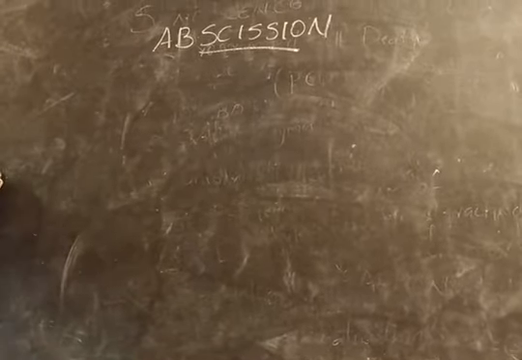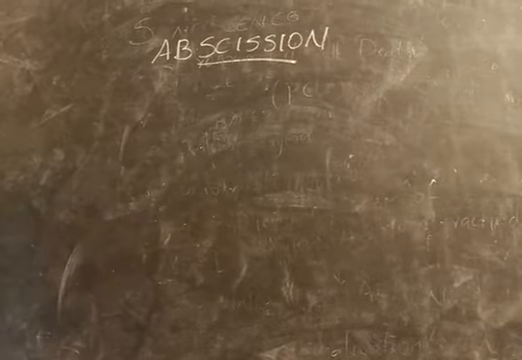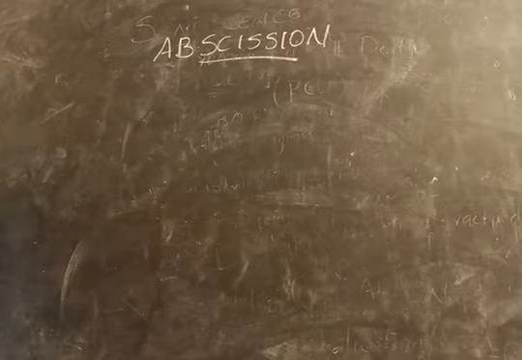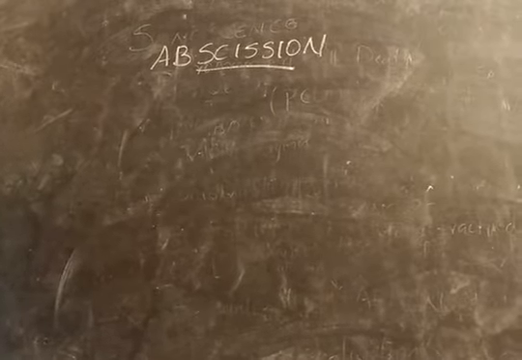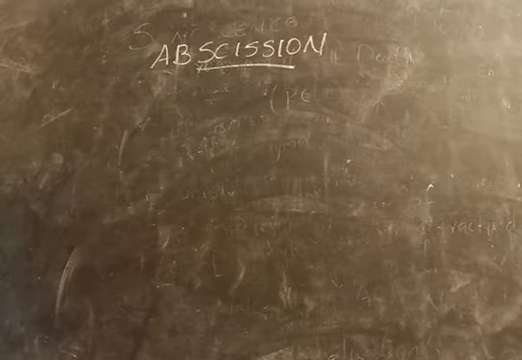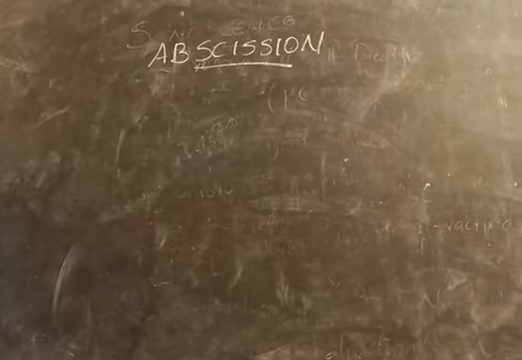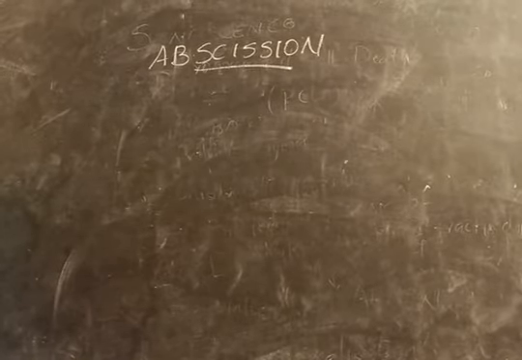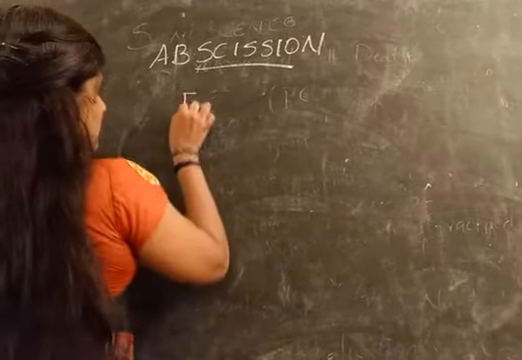Okay students, we are moving to the final topic of this chapter, abscission. Abscission is a physiological process of shedding organs like leaves, flowers, fruits and seeds from the parent plant body. When these parts are removed, the plant seals off its vascular system to prevent the loss of water and nutrients. So simply, abscission is the final stage of senescence.